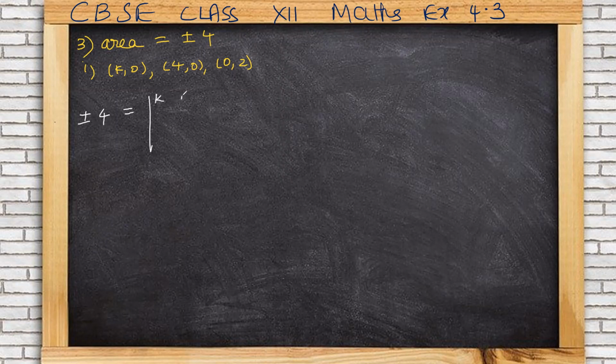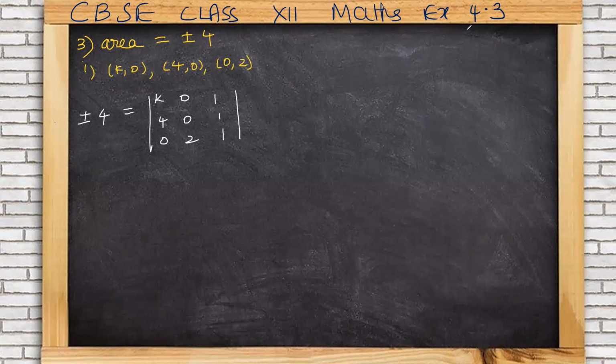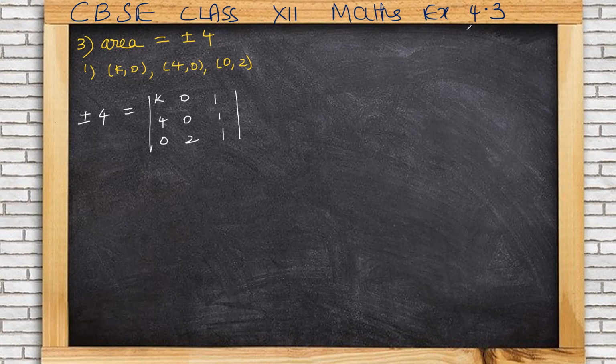So the determinant with rows k, 0, 1; 4, 0, 1; 0, 2, 1. As I mentioned already, if we have zeros as entries in any particular row or column, expanding along that row or column will make it easy to find the answer. Here the second column has 2 zeros, so expanding along column 2 will make it easy.